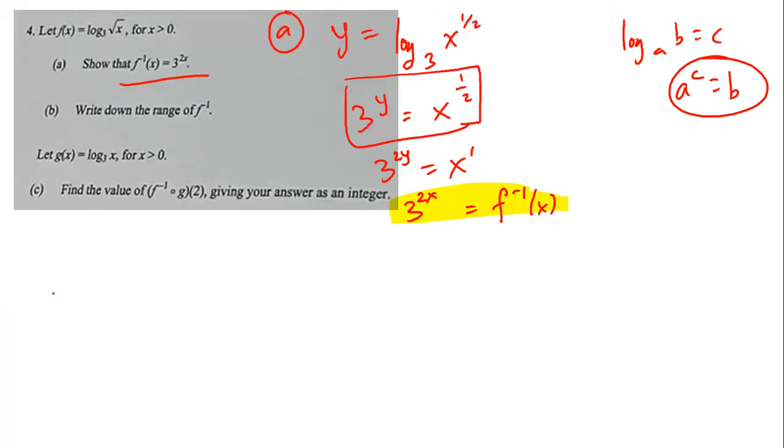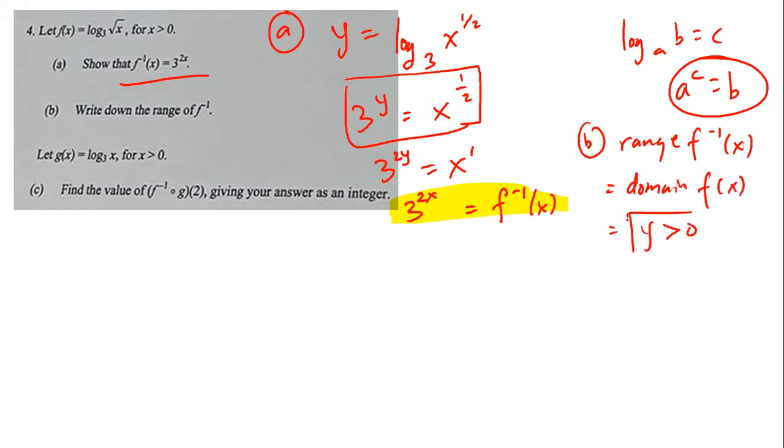For part B, write down the range. So it means part B, range of the inverse f(x) is equals to domain of f(x) itself. So it means that it's equals to y bigger than 0.